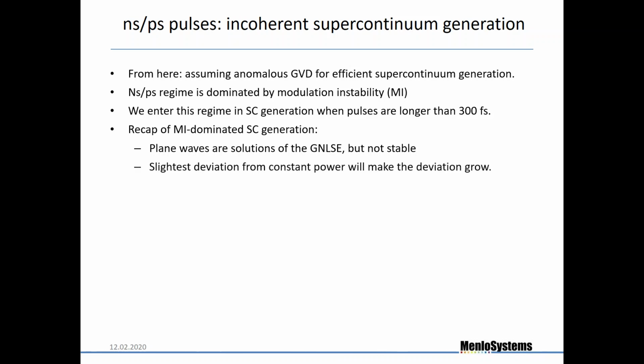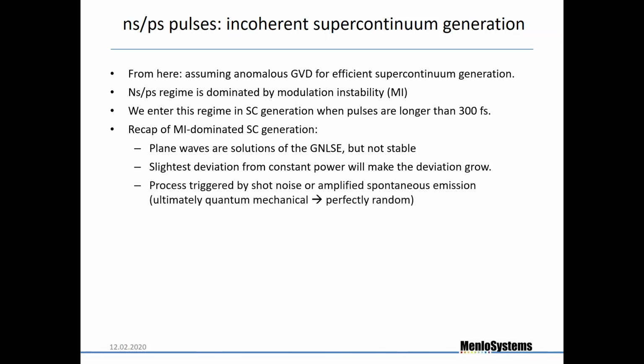And the slightest deviation from a constant CW wave will grow. So the deviation will grow more and more until the CW wave breaks apart into a train of pulses. And this happens randomly. Okay, the process is ultimately triggered by noise, either by shot noise or by amplified spontaneous emission, if you have this, which both have a quantum mechanical origin, and this is therefore perfectly randomized.